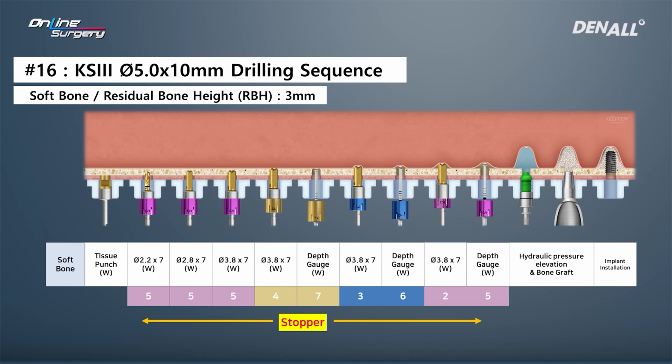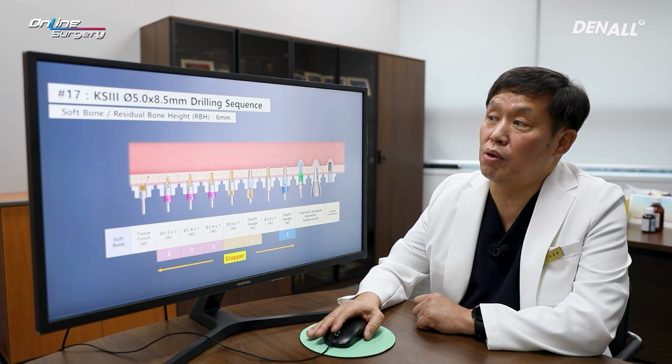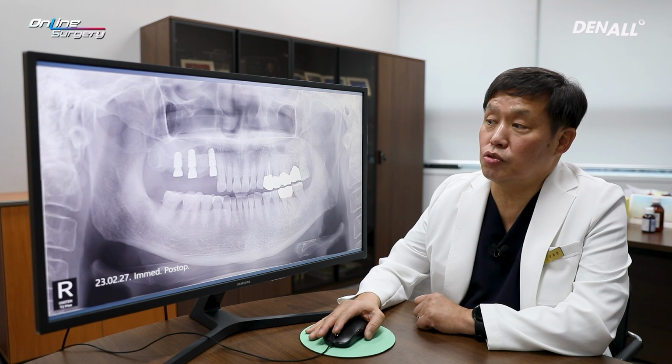From 2 millimeters, OneCAS drill was used up to 3.8 millimeters. It was gradually increased, and after penetrating the sinus floor, hydrolift and implant placement was to be done. In number 17, the residual alveolar bone height was 6 millimeters, and 5 millimeter drilling was planned for initial drill.